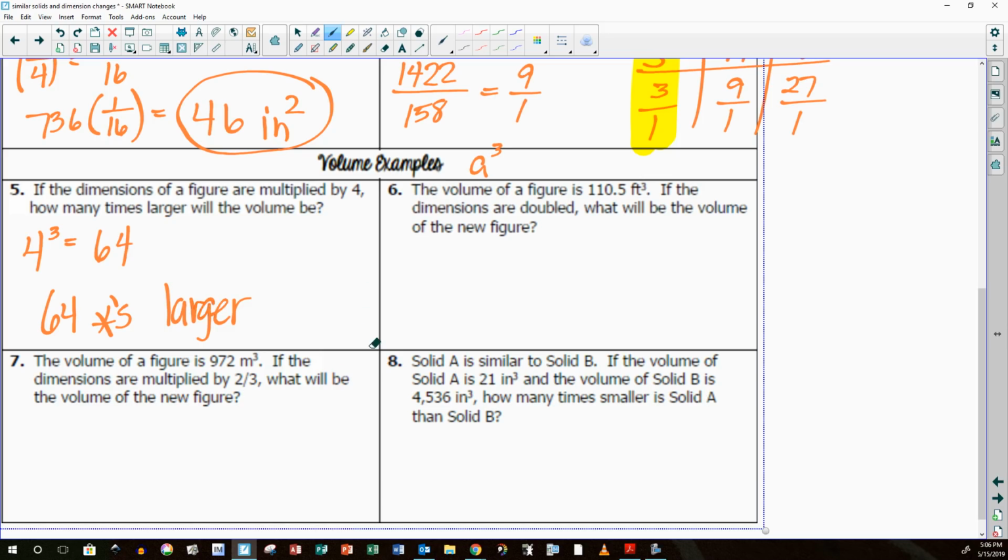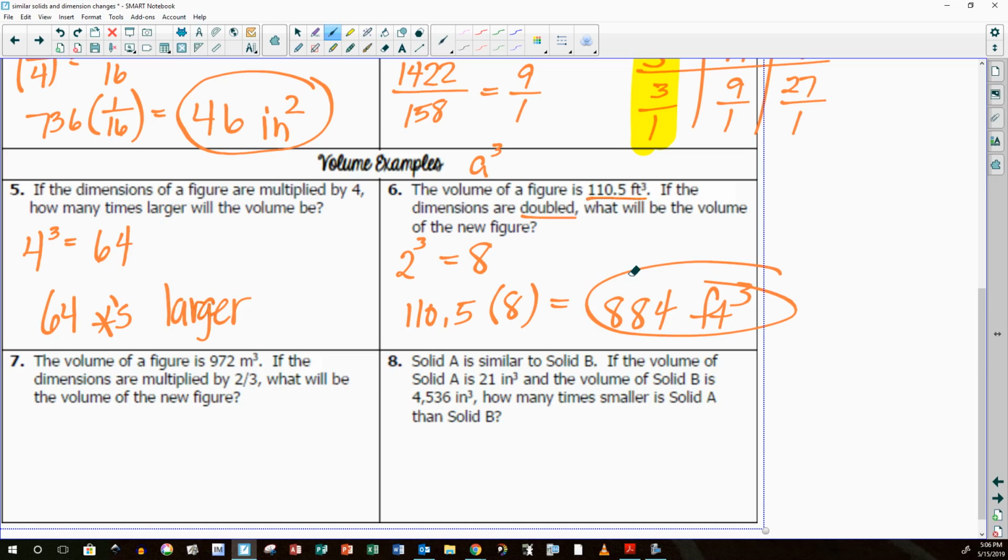So we're looking at our V column. The volume of a figure is 110.5 feet cubed. If the dimensions are doubled, and since we're talking volume, we're talking cubed, which means 8 times bigger. Well, if the volume was 110.5 and it's now 8 times bigger, then that means 884 feet cubed is your new volume.